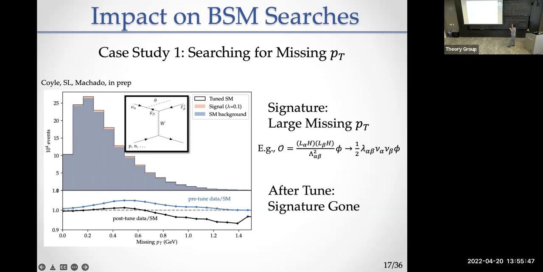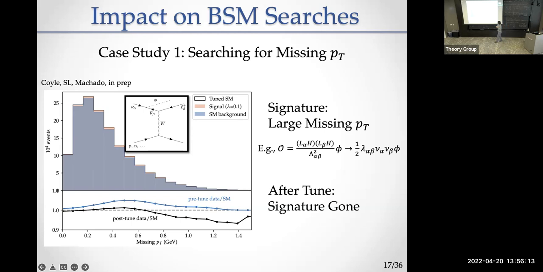Let's say we understand the cross section very well, and we want to look for a generic kind of signature search. Don't pay so much attention to models, but assume there's a light scalar that couples to neutrinos. You could imagine looking for neutrino scattering events with weird kinematics, say large missing PT. So this is a generic signature search.